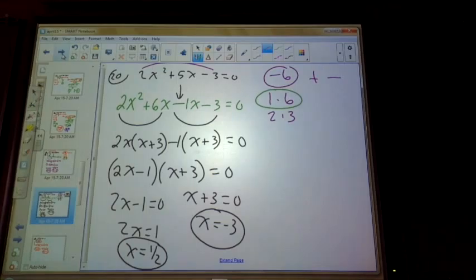And again, if you had plugged it into the quadratic formula, you would have gotten the exact same answers. Your b squared minus 4ac would have been a perfect square, which would have allowed you to work this out very nicely. Doing okay?